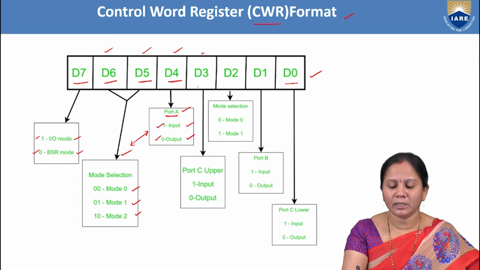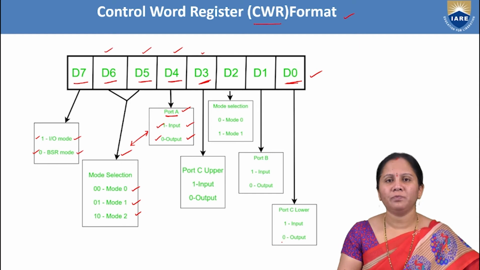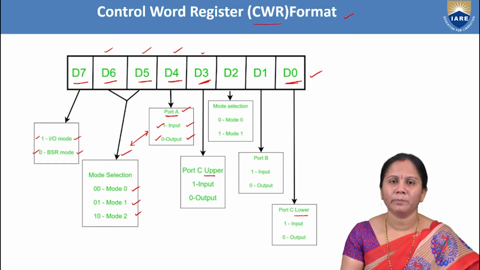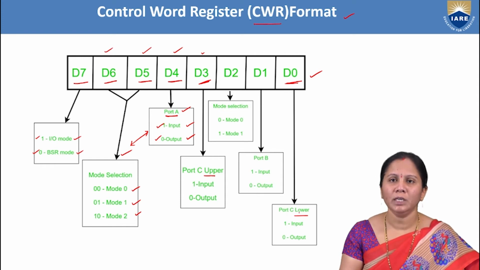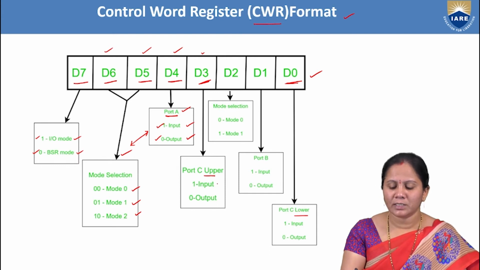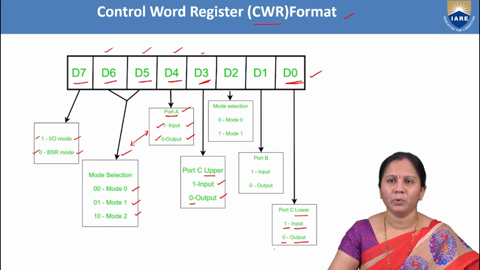Coming to the D3 bit, D3 says the information related to port C, as well as the D0 bit also says the information related to port C. In 8255, port C is divided into two groups: port C upper and port C lower. Totally port C is an 8-bit port, divided into two 4-bit ports. When the D3 bit is 1, port C upper will be acting as the input port. When it is 0, port C upper will be acting as the output port. Similarly, when the D0 bit is 1, port C lower will be acting as the input port, and when it is 0, port C lower will be acting as the output port.